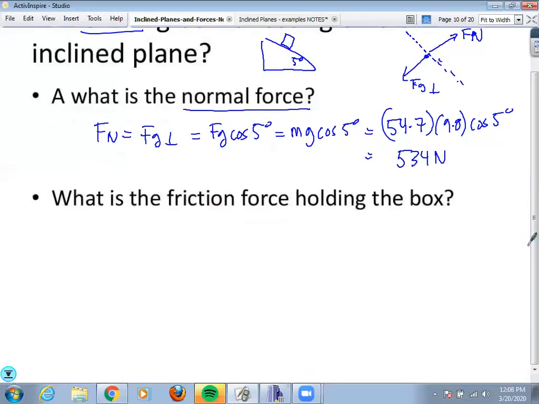All right. What is the friction force holding the box? So that's holding the box in place. So F net equals 0.